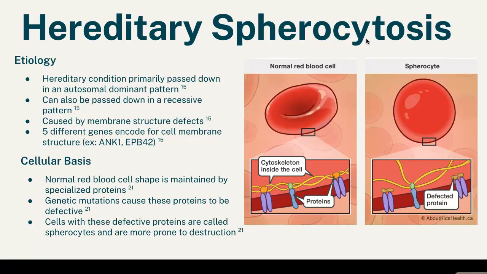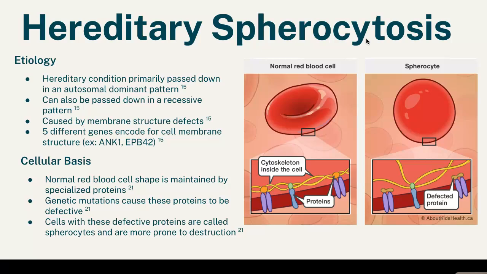However, because so many different genes are responsible for ensuring proper membrane structure, mutations to any number of them can cause membrane disorders of red blood cells. Because of this, hereditary spherocytosis can also be inherited by an autosomal recessive pattern, meaning a person needs 2 copies of the mutated gene to have the disorder.